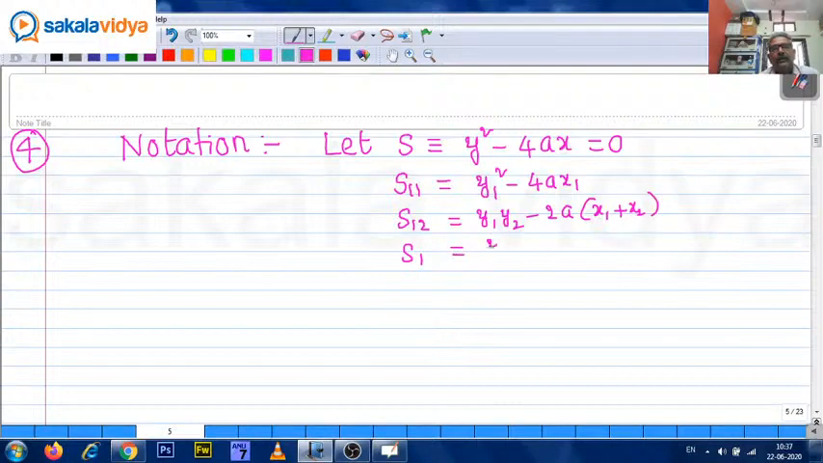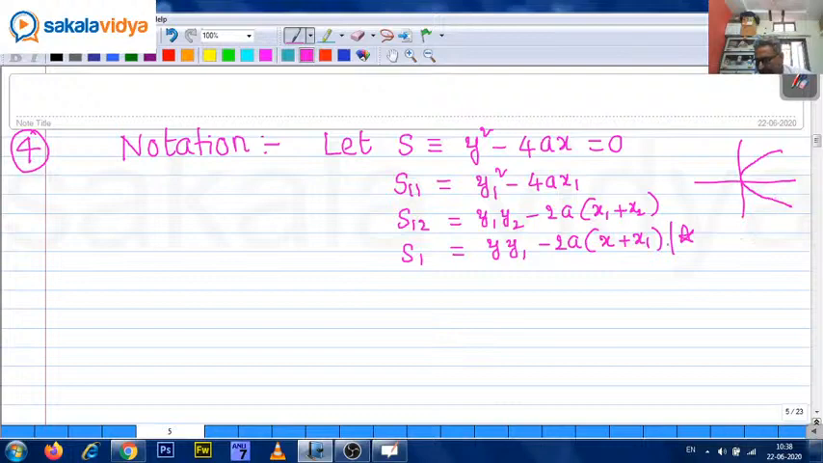S1 is very important. This is y1 minus 2a times x plus x1. Most of the equations will be like this, S1 form. This notation is very important. This will be for this equation, the right-handed parabola. S1 is y1 minus 2a times x plus x1.